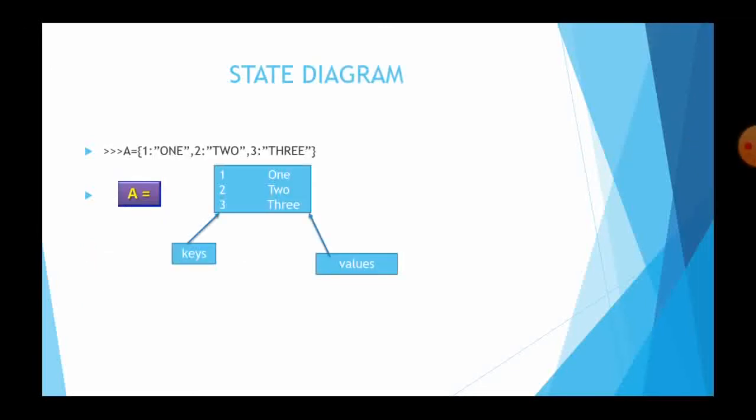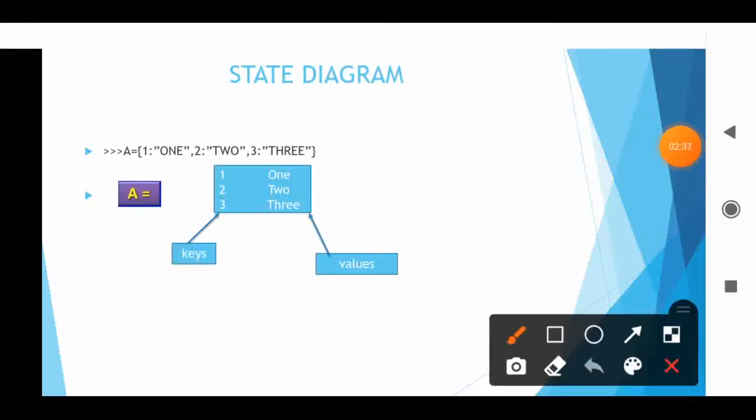See, listen. This is the way you have to create the dictionary. Here A is the dictionary variable, with 1, 2, 3. The numbers 1, 2, 3 are called as what? Keys. What are the others? After the colon, what we have mentioned with the string quotes, that is called as what? Values.